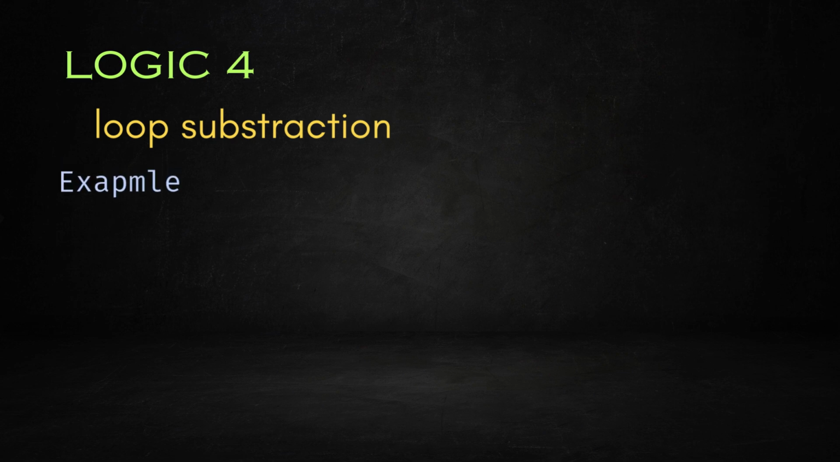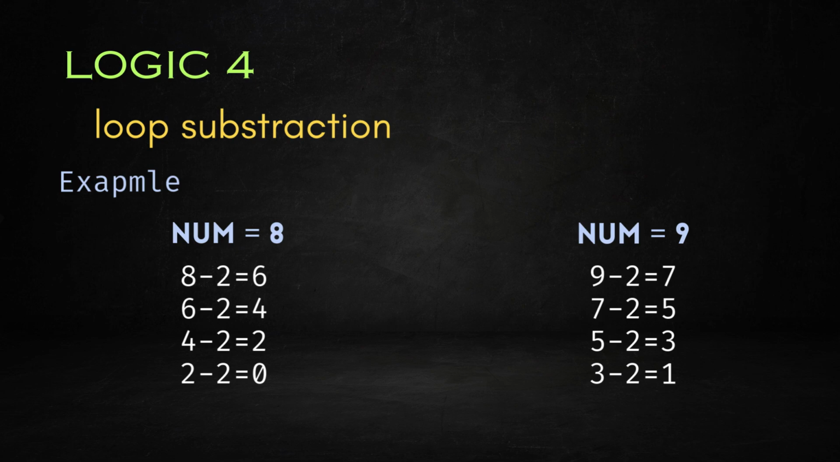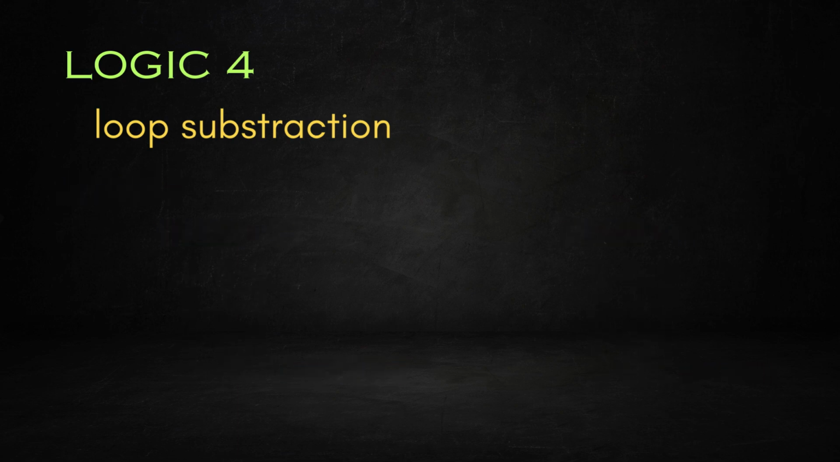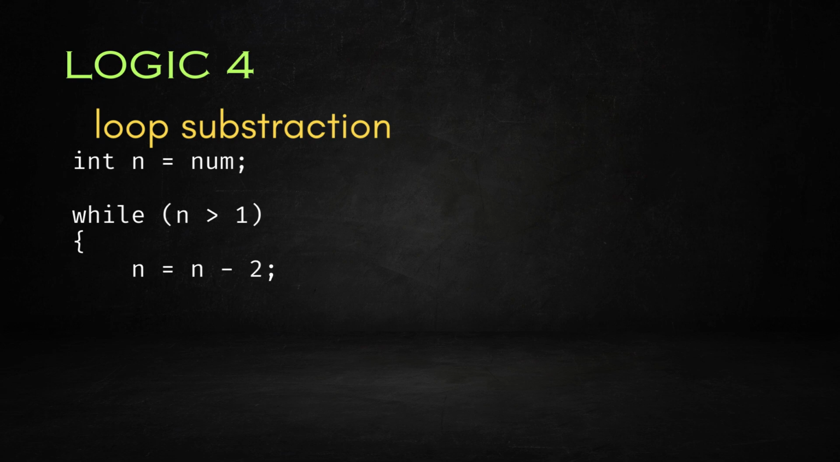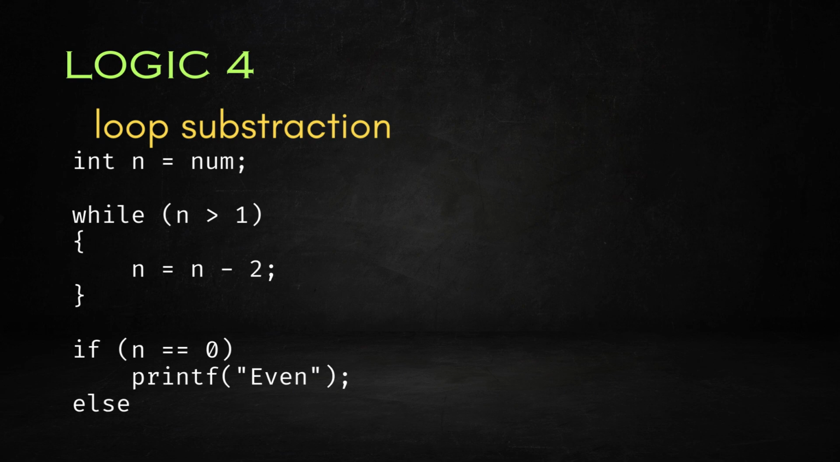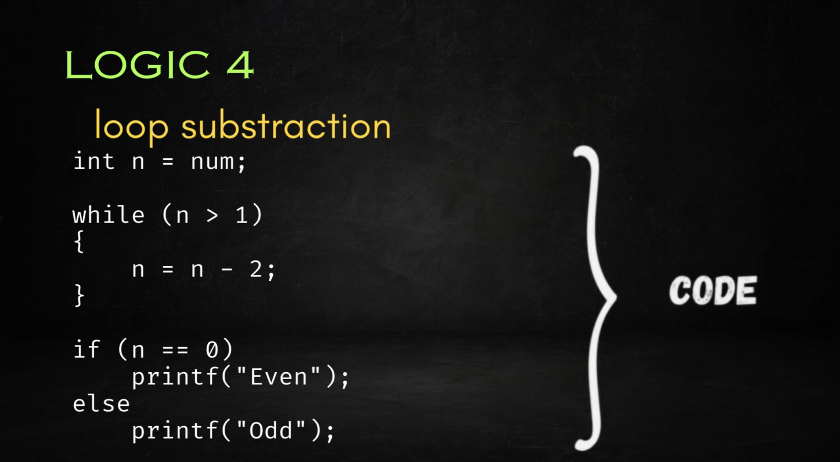Logic 4. Loop subtraction method. Now, let's understand the problem mathematically. We keep subtracting 2 from the number again and again. If the number finally becomes 0, it is even. If the number finally becomes 1, it is odd. int n = number; while n > 1, n = n - 2. If n equals 0, printf even, else printf odd. This logic clearly shows how even and odd numbers behave internally.